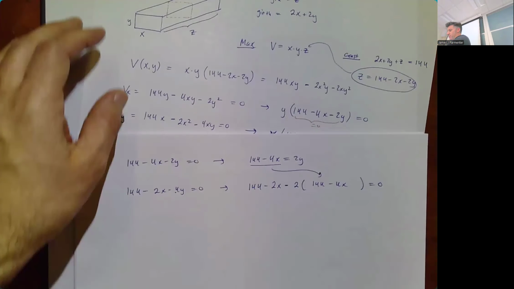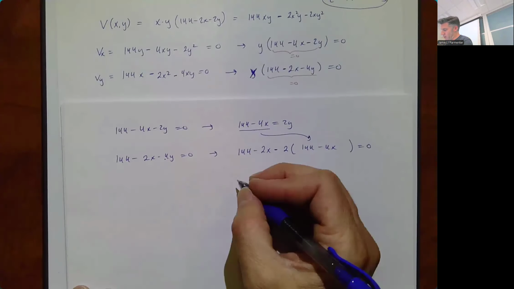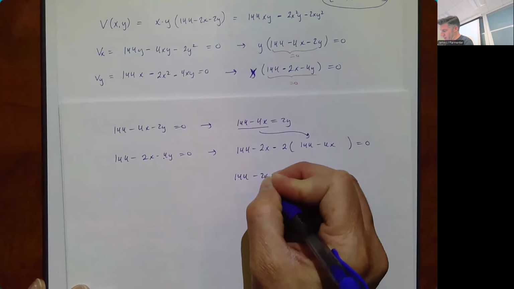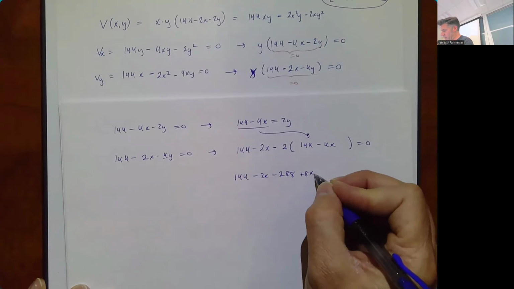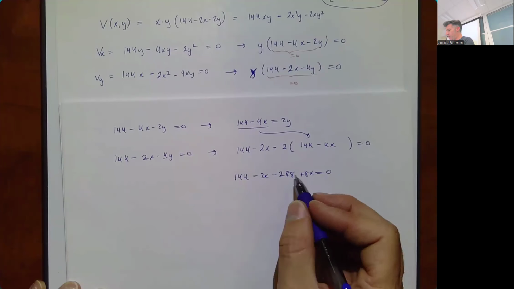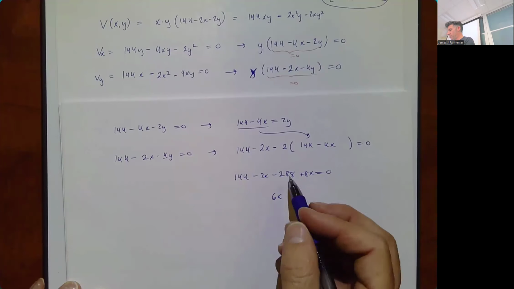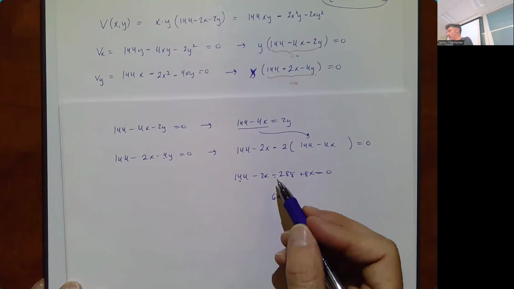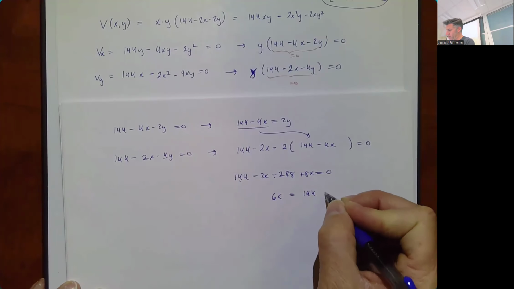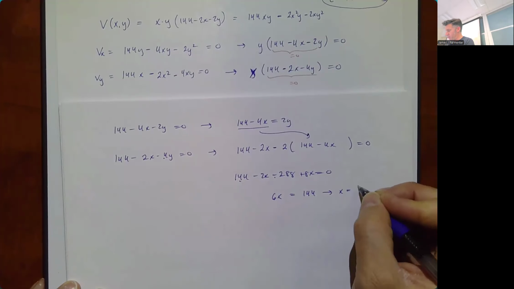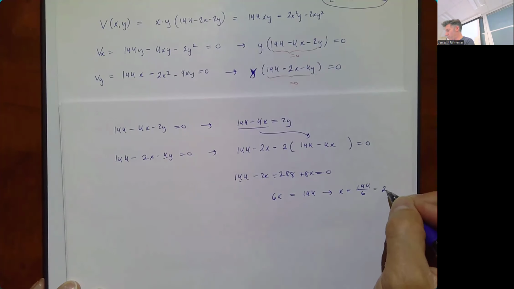So then simplifying, we get 144 minus 2x minus 288 plus 8x equal to 0. 8x minus 2x is 6x. 144 minus 288 is negative 144. Add it to the other side, you get positive 144. So x is going to be 144 divided by 6, which is 24.